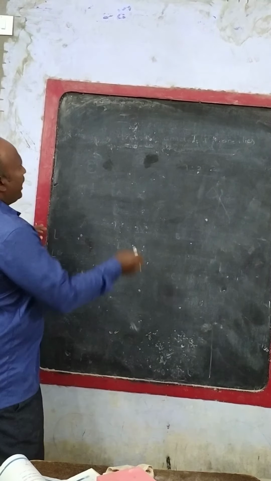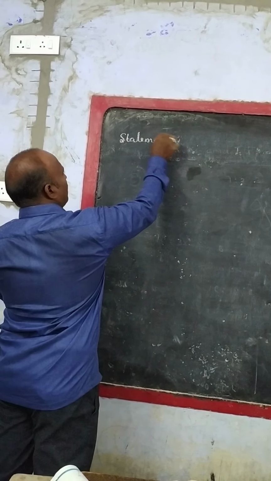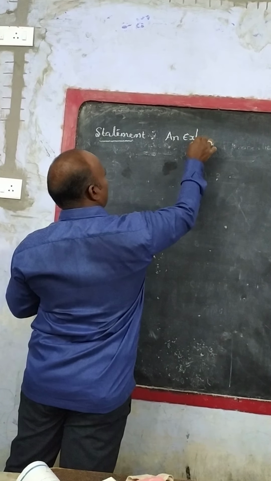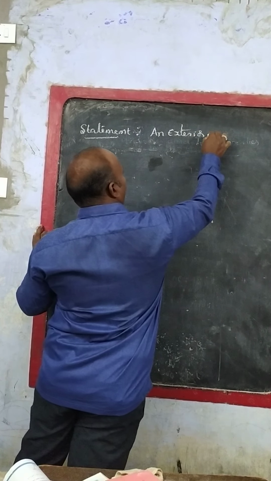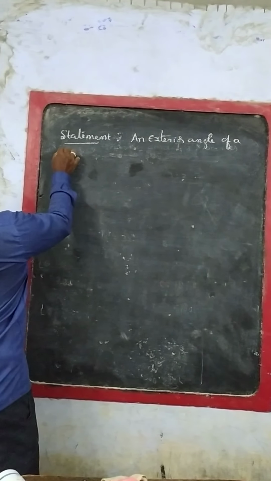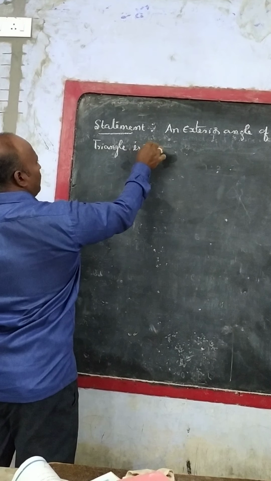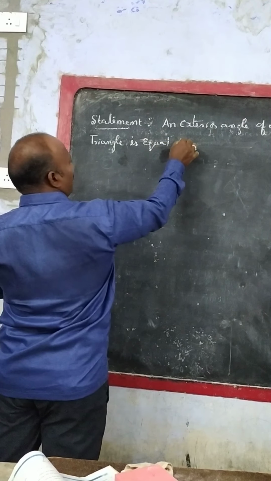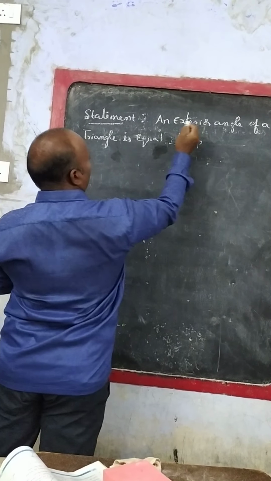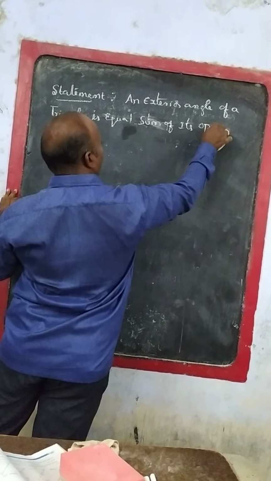Next one, statement. An exterior angle of a triangle is equal to the sum of its opposite interior angles.